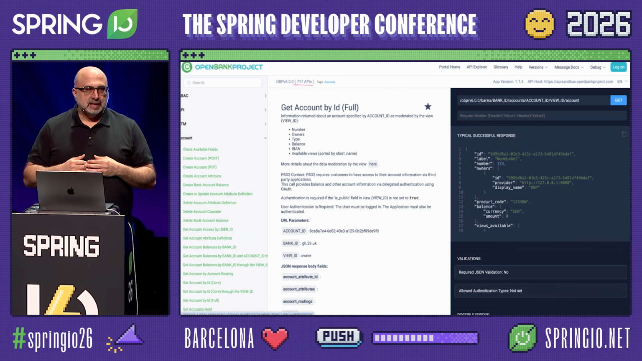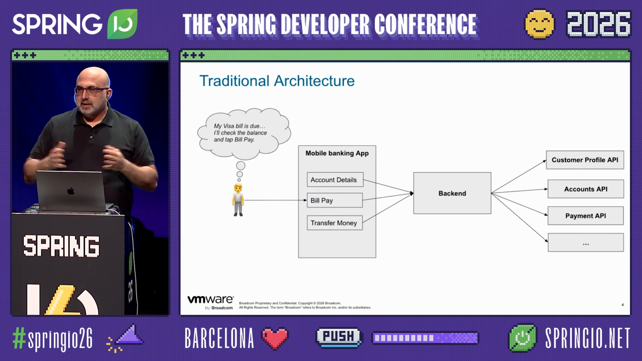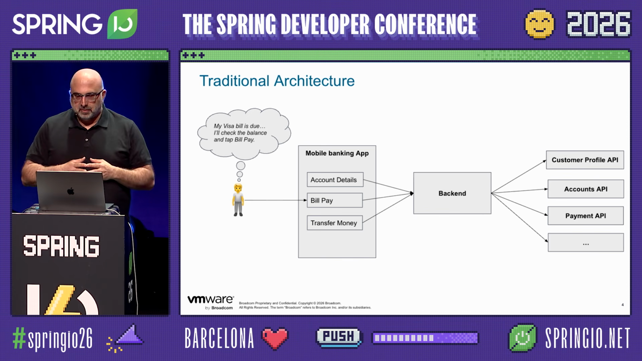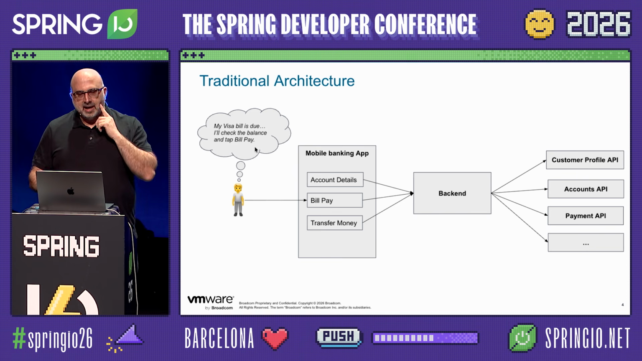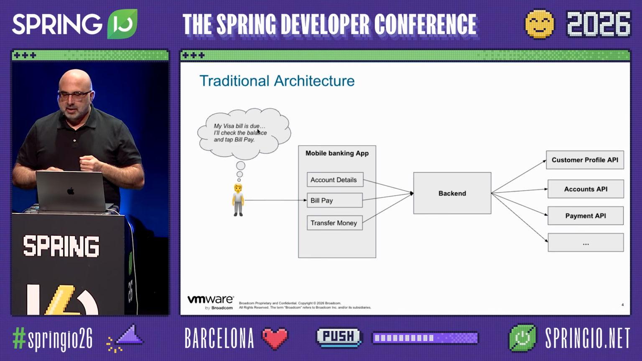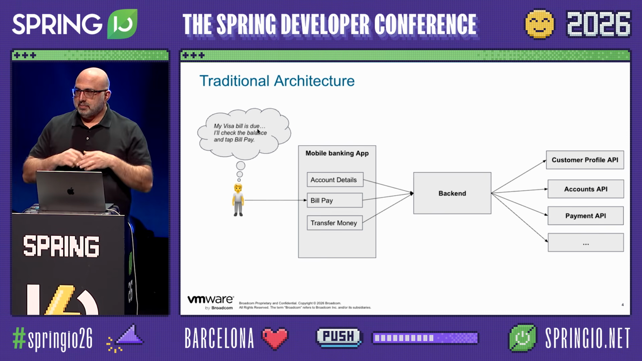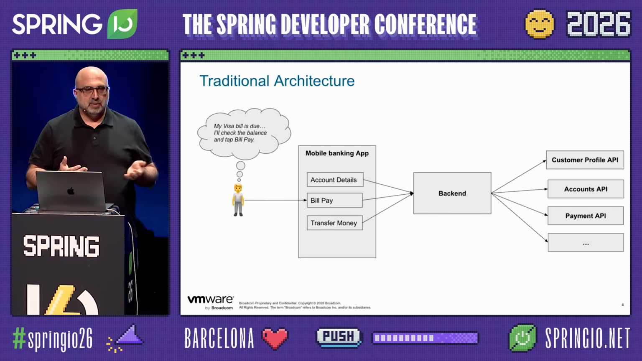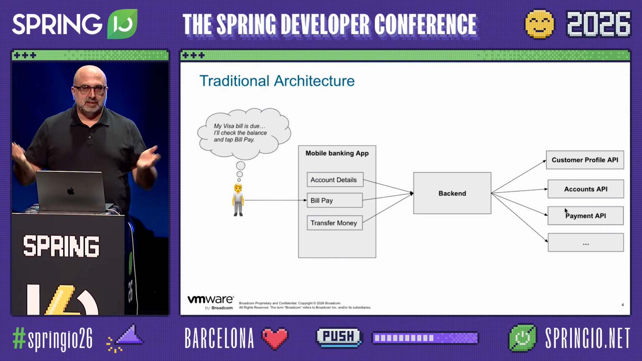So the question is, how do we take those APIs and make them available to an AI agent? To make it a little bit more concrete, let's think of a bank that you might work for or be a customer of. You might have a mobile banking app. That app allows you to say, I have a bill to pay. My Visa bill is due. I'll check my balance on the app, and then I'll tap the bill pay button, and ta-da, my bill is paid. What's happening when that occurs? Most likely, you're sending it to some sort of backend, and that backend is sending it to the existing APIs.